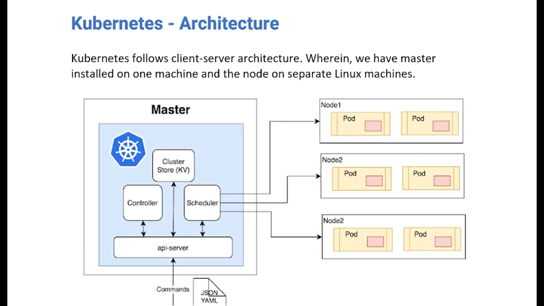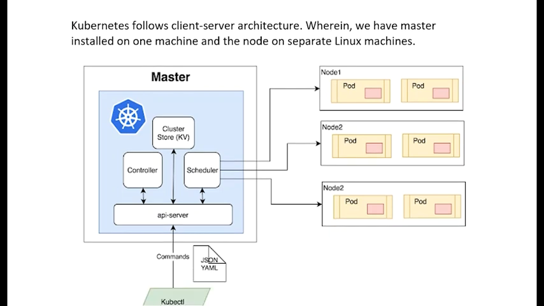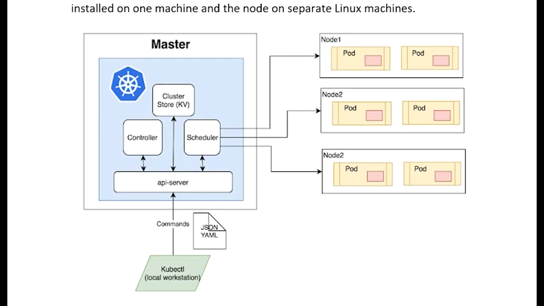Basically, Kubernetes follows a client server architecture wherein we have the master installed on one machine and the nodes on separate Linux machines. As you see, this is a diagram of masters and nodes, where nodes are connected with the pods. Every node has two pods, and the master has a cluster, controller, scheduler, and API server. They have given the command.